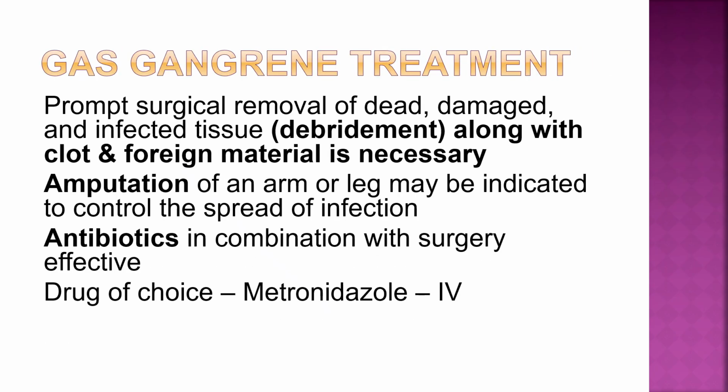Then we can see gas gangrene treatment. Prompt surgical removal of dead, damaged and infected tissue, that is debridement, should be done, along with removal of clots and foreign material. Amputation of an arm or leg may be indicated to control the spread of infection. Antibiotics in combination with surgery are effective. The drug of choice is metronidazole, given IV.